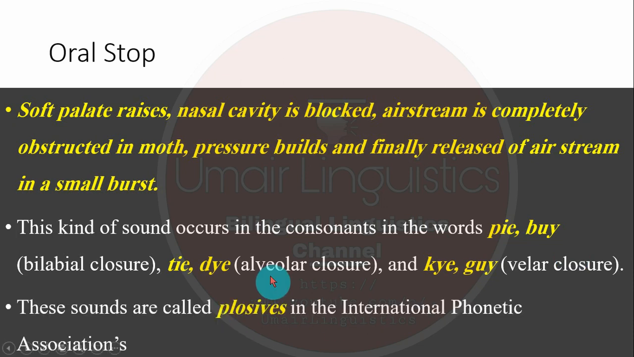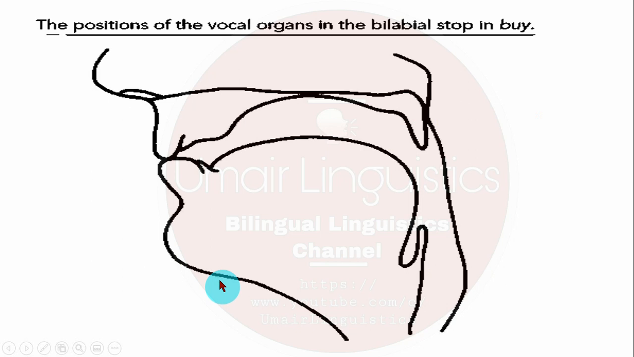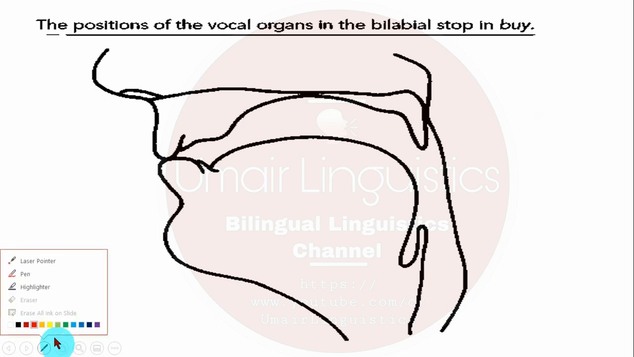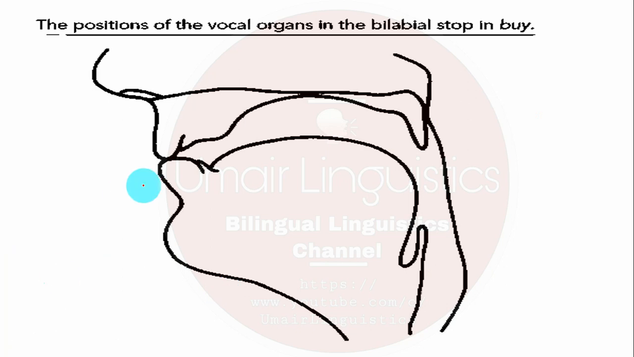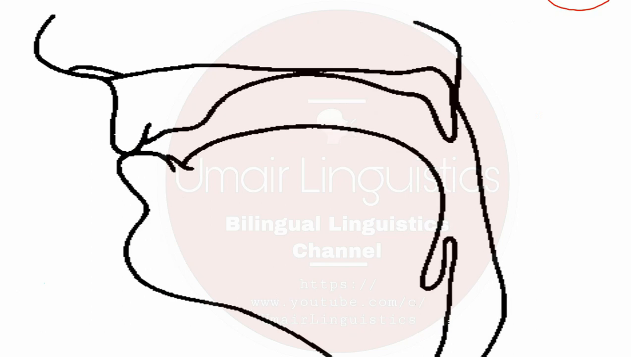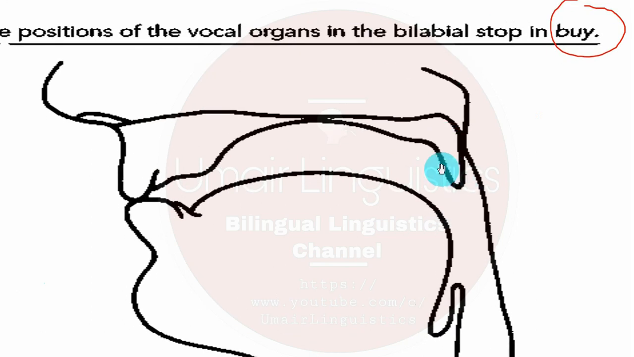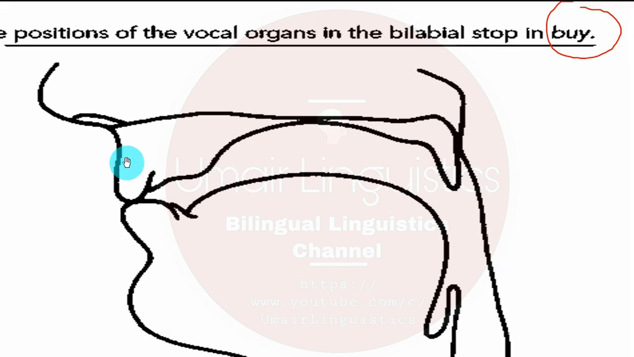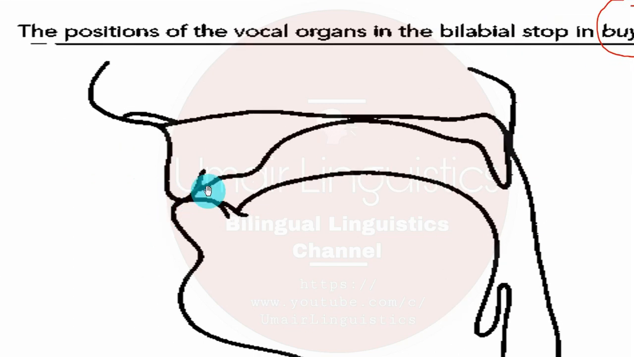These sounds are also called plosives in the International Phonetic Association chart. I'll also show you that chart after a while. So if we just look at the position of the word buy, we can see that the velum is raised against the wall of the pharynx, and there is a complete bilabial closure here, and the pressure builds in the mouth, and there will be a sudden release when we say buy.